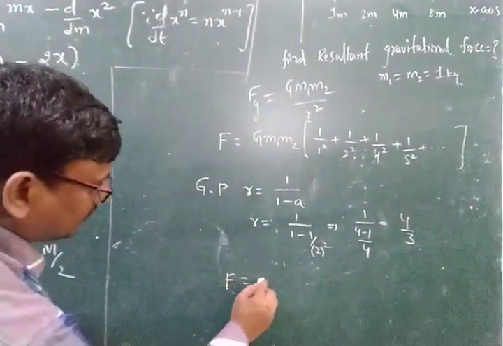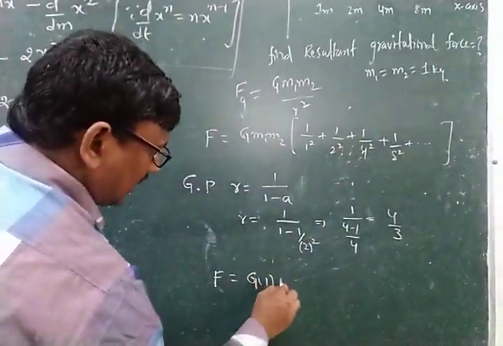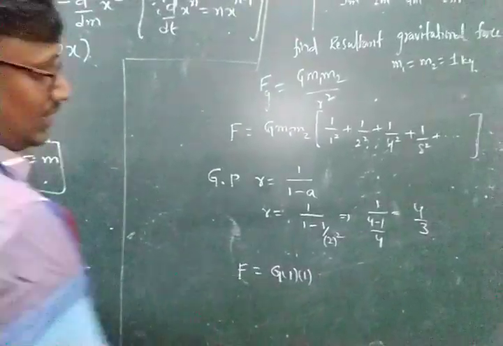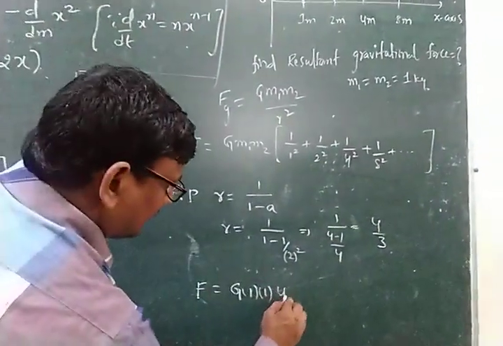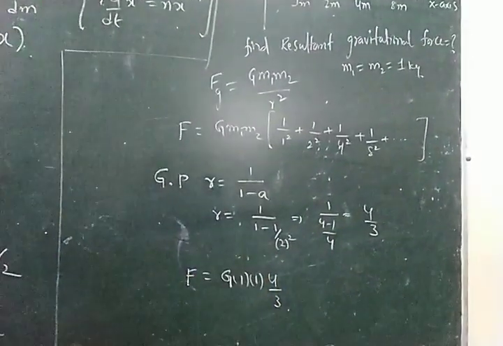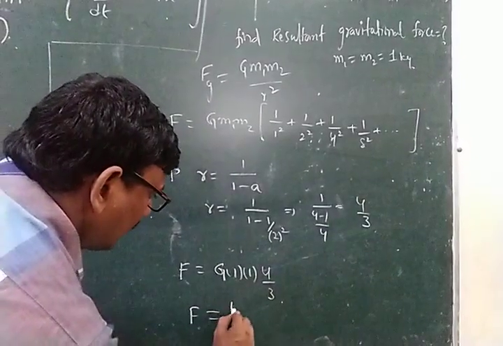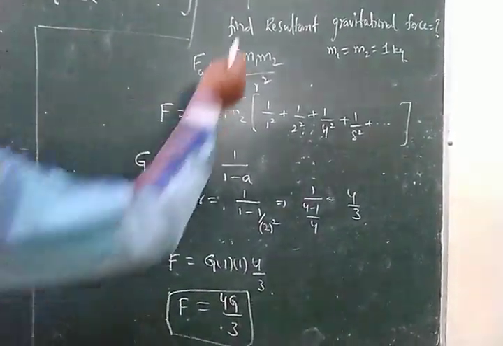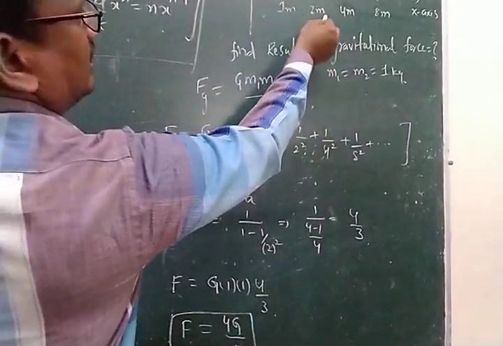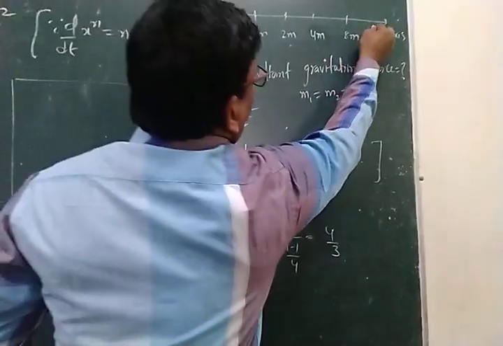F is equal to G into M1, which is 1 kg, into M2, which is 1 kg, multiplied by the total value 4 by 3. Now 1 into 1, so F is equal to 4G by 3. This is the force of gravitation for particles placed at 1 meter, 2 meters, 4 meters and 8 meters and so on.